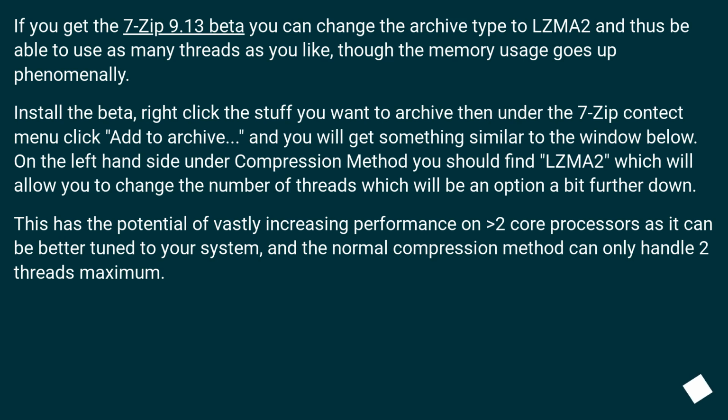On the left-hand side under Compression Method you should find Ultra 2, which will allow you to change the number of threads, which will be an option a bit further down. This has the potential of vastly increasing performance on a greater-than-2-core processor, as it can be better tuned to your system, and the normal compression method can only handle 2 threads maximum.